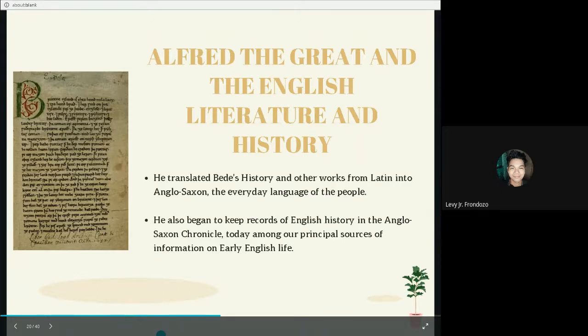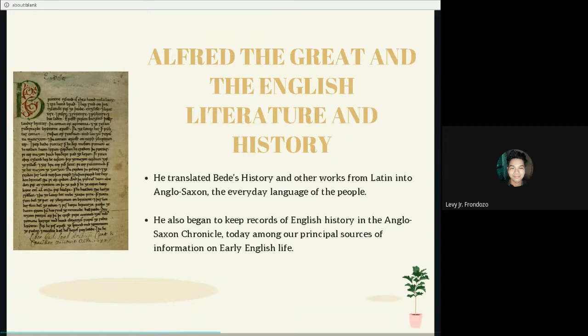To make literature and other documents more readily available, he himself translated Bede's history and other works from Latin into Anglo-Saxon, the everyday language of the people. So na mention ako kanina si Bede is a writer and marami po siyang mga writings about history, about Anglo-Saxon history, about the language, and yon. So, translate po yon ni Alfred the Great into Anglo-Saxon. So, para po hindi tayo malito, Anglo-Saxon is another term for Old English. So, yun po.